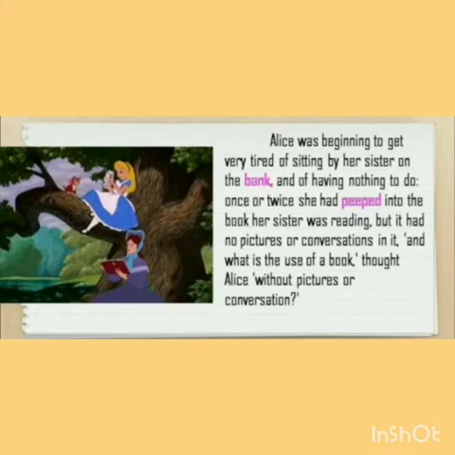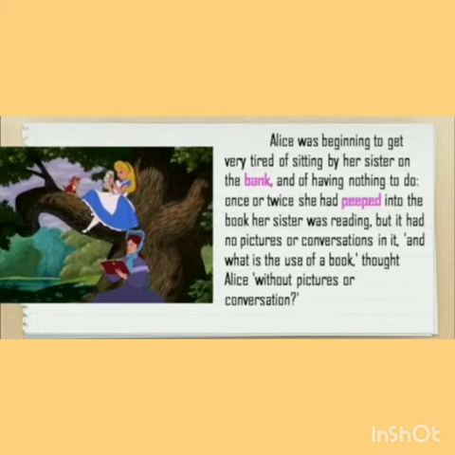Once or twice, she had peeped into the book her sister was reading. They were sitting near the river, and Alice's sister was reading a book. Peeping means looking into. She had peeped into the book, but it had no pictures or conversation in it. And what is the use of a book, thought Alice, without pictures or conversation?